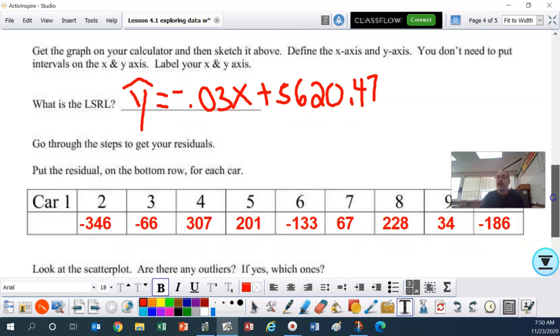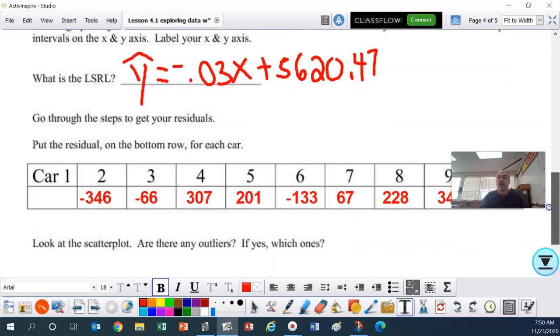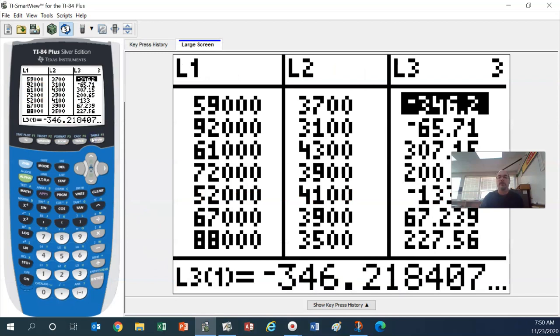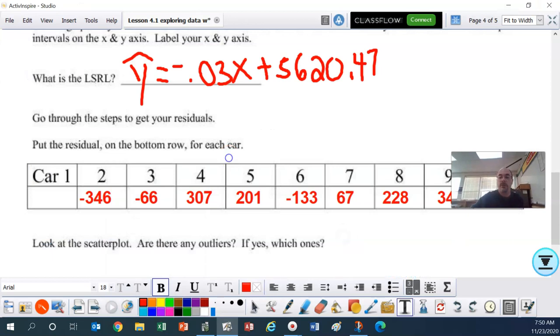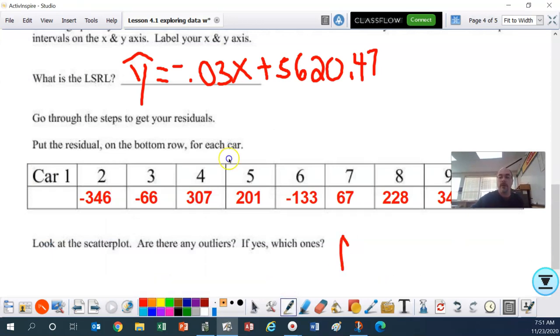And then the last question is, are there any outliers? If yes, which ones? No, there aren't. If you look at the scatter plot, ladies and gentlemen, there are no outliers. There are no dots that are really sticking out like we did on the last example. So the answer to this question is no, there are no outliers.